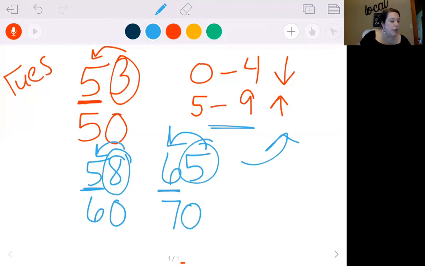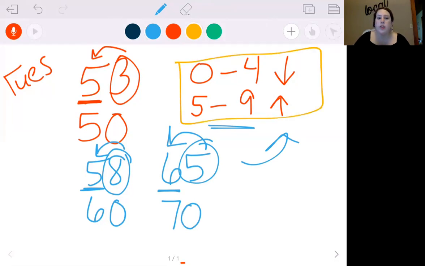You can use the number line to help you, but I really want you to know how to use it like this. You need to remember these rules right here. These are the most important rules.